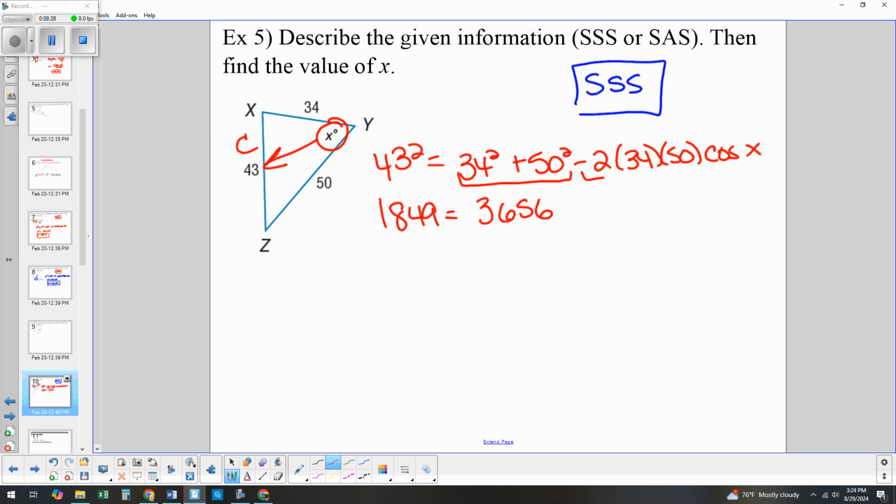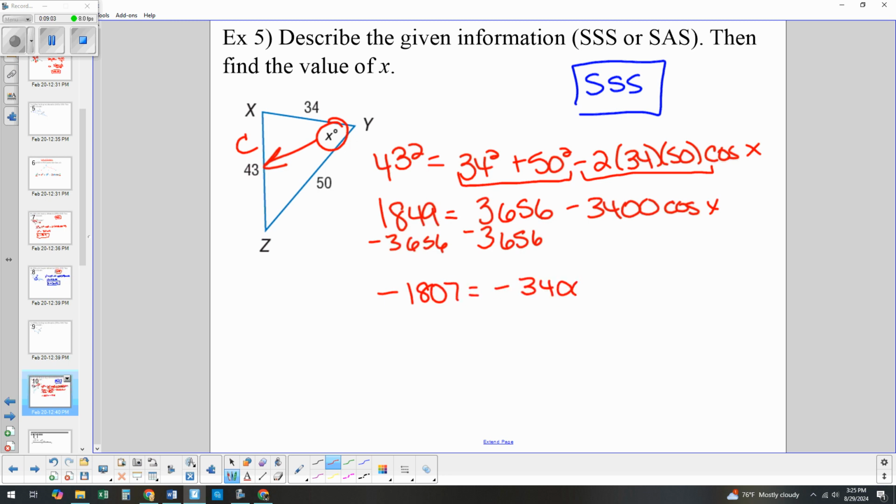But now this part is attached to cosine x, so I could do this together, but it's still going to be attached to cosine x. So 2 times 34 times 50 is going to be negative 3,400 cosine x. These two things don't get combined because one has the cosine x, one does not. So I'm going to take away the 3656 from both sides. So now I have negative 1807 equals negative 3,400 cosine x.